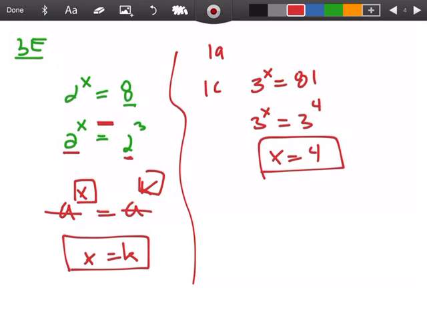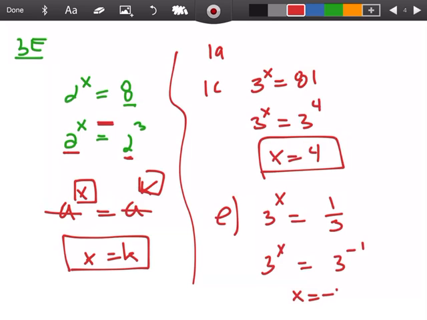Let's go to a slightly harder one. How about we go to E. 3 to the xth power is equal to 1/3. Well, 1/3, you should remember, is equal to 3 to the negative 1 power. And now you know that x is equal to negative 1. So not too bad.